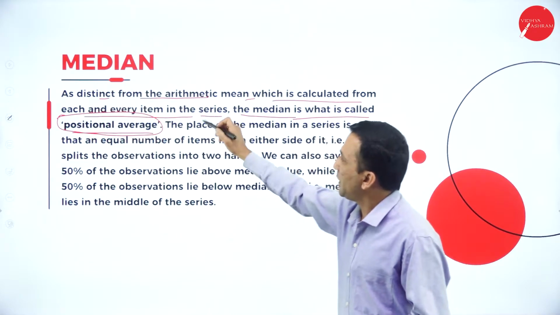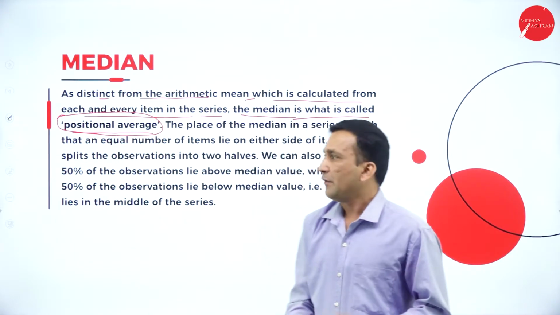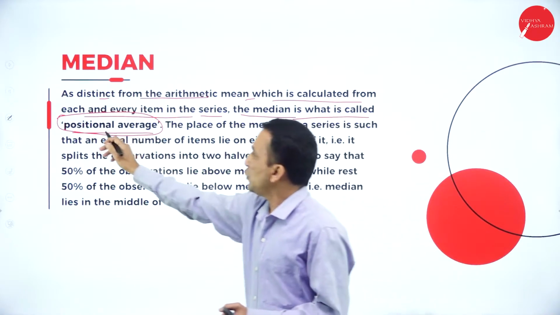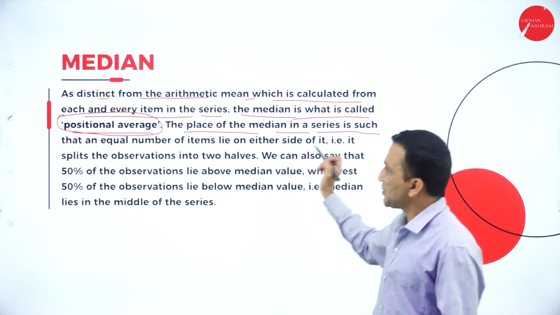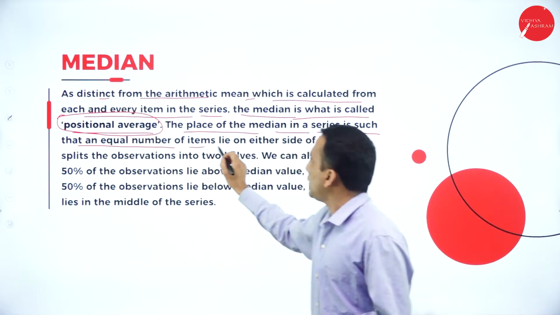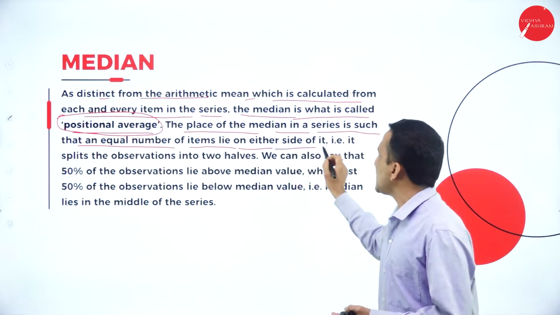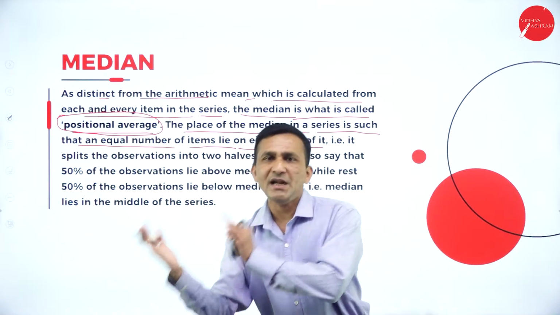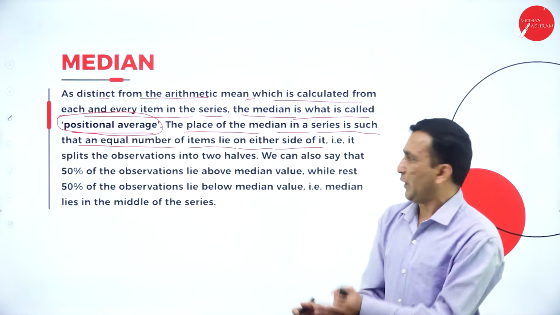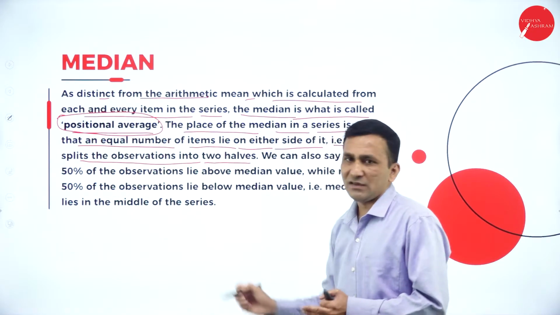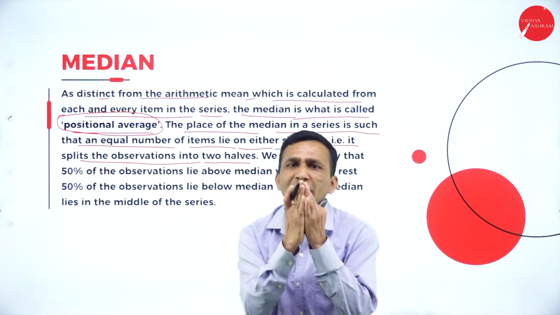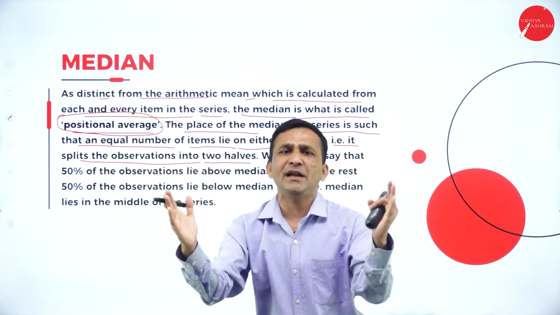So the best suitable method for using a median is that we are able to find the positional average value. The median is the value of the series such that an equal number of items lie on either side. Either side means left side or right side, distributed equally. That is, it is a split of the observations into two halves. That means we are dividing into two parts equally.